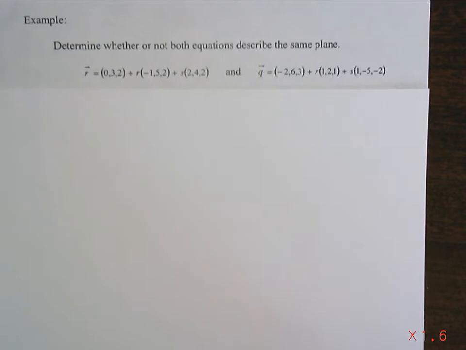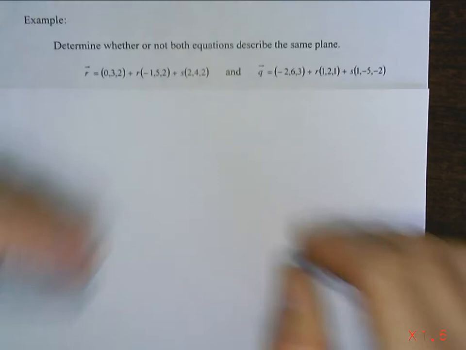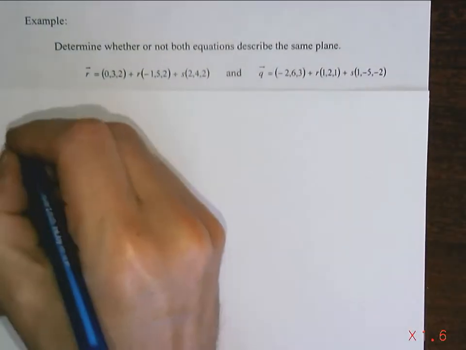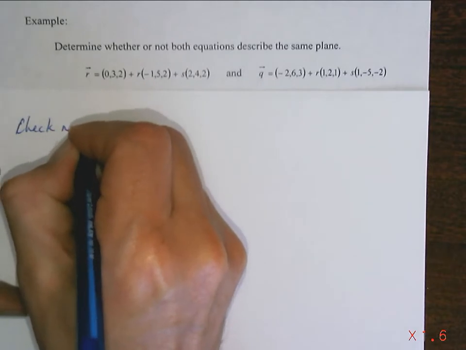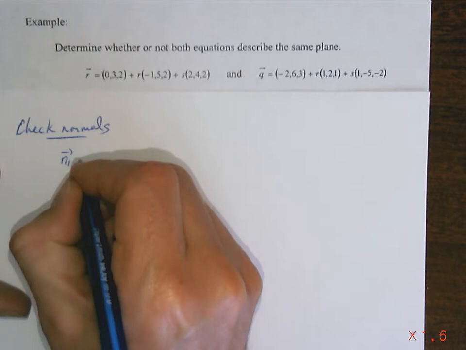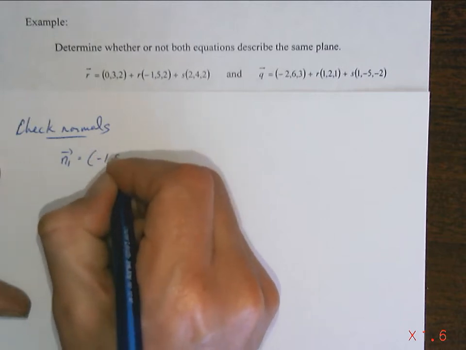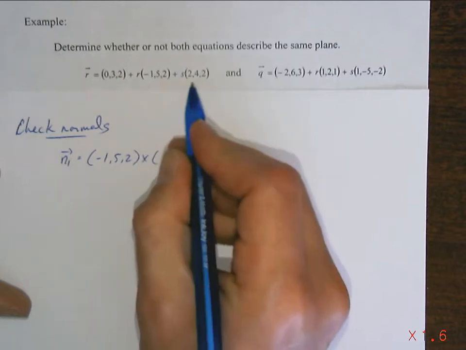The first thing I would do is say, let's determine the normals. That's the low-hanging fruit. If the normals are not scalar multiples, then your planes are not parallel, and in that case they are not the same plane. So let's go after the normals. We're going to check normals. Normal 1 is going to be given by -1, 5, 2 cross 2, 4, 2.